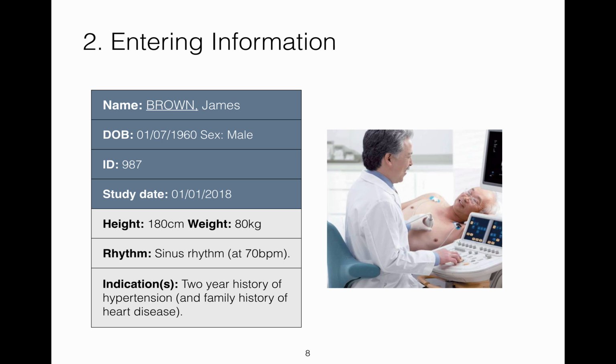A unique numerical identifier helps to ensure that patients with similar names can be identified and differentiated. The date on which the study was performed is important, as is the patient's height and weight. Heart rate and rhythm provide important information to medical staff, as does the indication for the exam. And confirming details with the patient is always worthwhile.